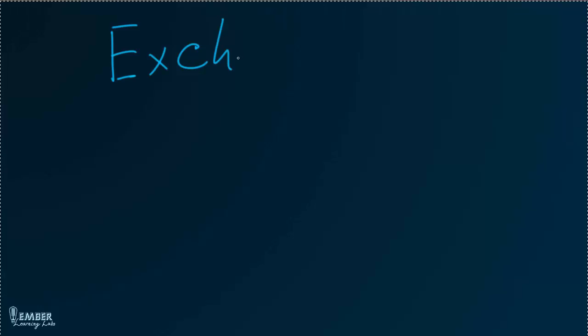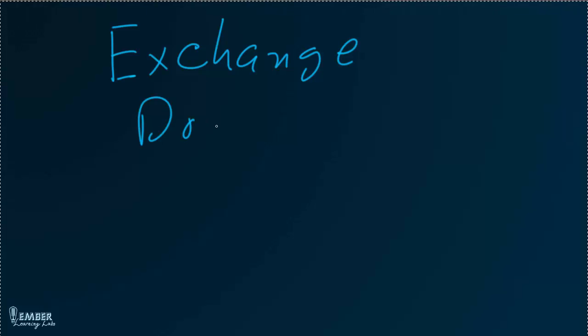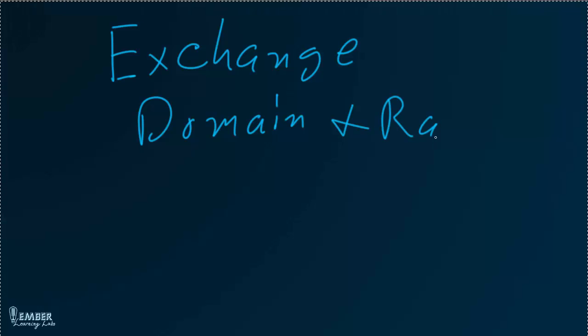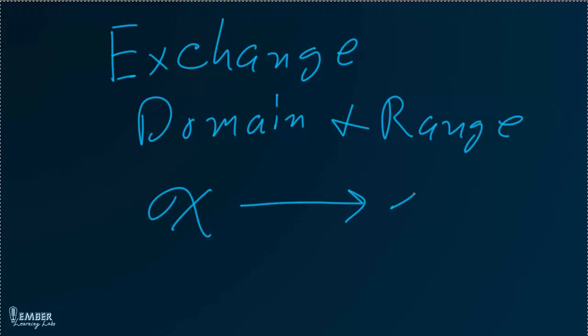So we are talking about exchanging the domain and the range. Okay, so in practical terms, we're taking x and we're putting it where y is, and we're taking y and we're putting it where x is. Let's see what we mean straight up with an example.